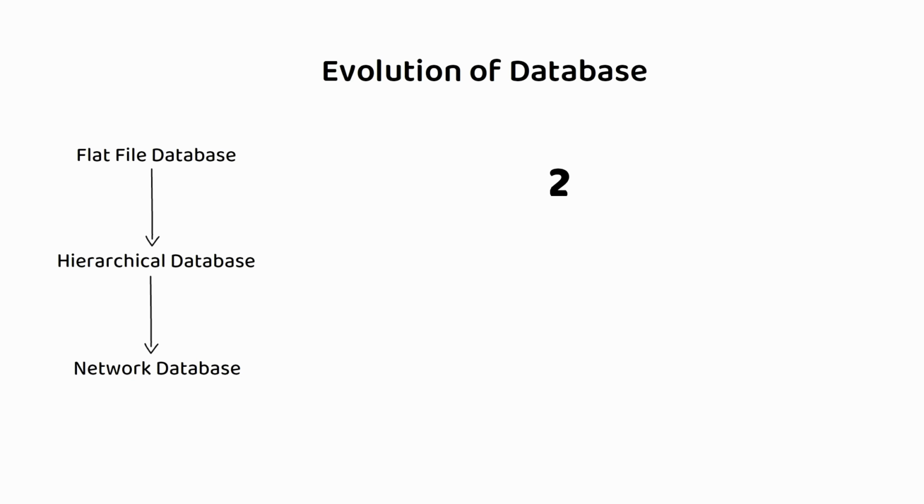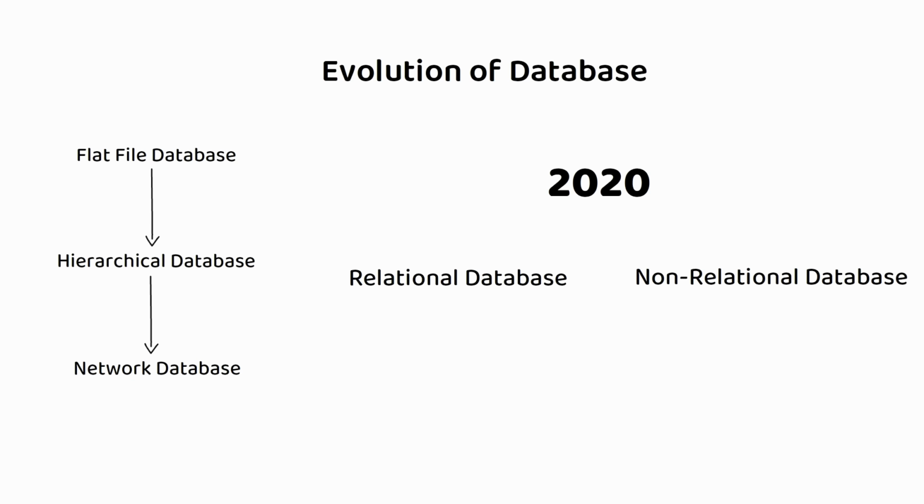Fast forward to 2020, in today's world, there are mainly two popular database types, relational database and non-relational database. As per the usage, over 74% of the database used today are relational database.